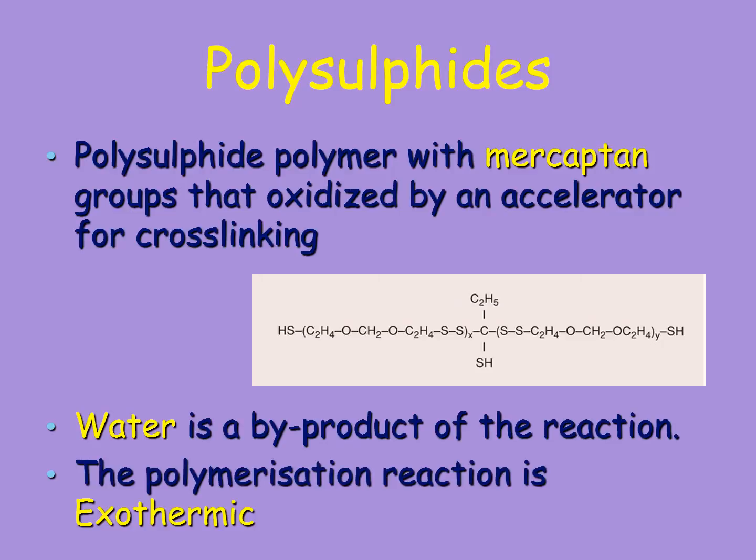The polysulfides are polymers with mercaptan groups that oxidize by an accelerator for cross-linking. And this reaction causes a rapid increase in the molecular weight of the polymer, which causes the paste to be converted into a rubber. This reaction is exothermic, and the water is a byproduct of the reaction.